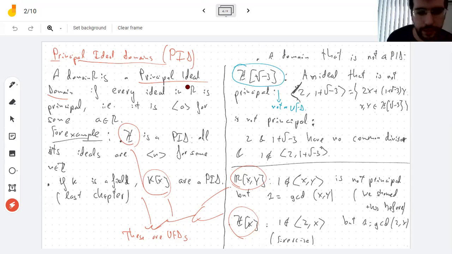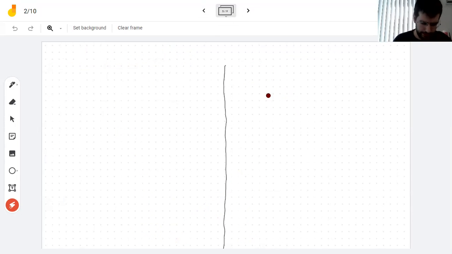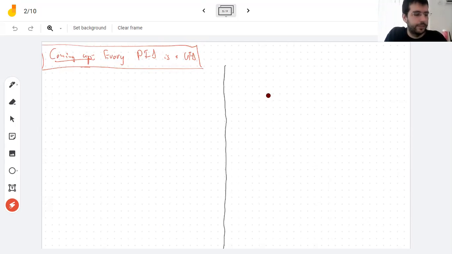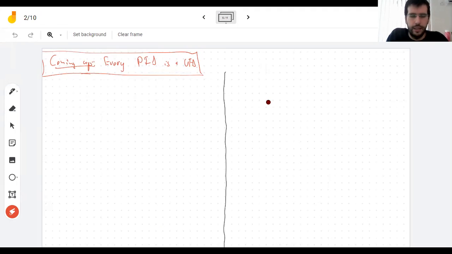So it seems that without being a principal ideal domain, you can still have unique factorization. But we don't know any example where you're a principal ideal domain and you're not a UFD, and that's because there's no such example. So hopefully on Friday or Monday, coming up, every PID is a UFD. So one way to show that a ring is a unique factorization domain is showing that it's a PID. And that, for example, shows that the polynomial ring over a field is a UFD, because we've already shown that it's a principal ideal domain. So that's what we're going to show.